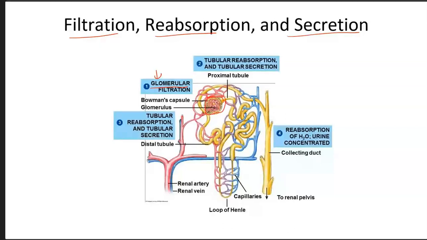After that, due to the high hydrostatic pressure in the blood, fluid from the blood is filtered and enters into the Bowman capsule. In the Bowman capsule, you have the formation of filtrate. The filtrate then flows into the proximal tubule, where tubular reabsorption and tubular secretion occur.